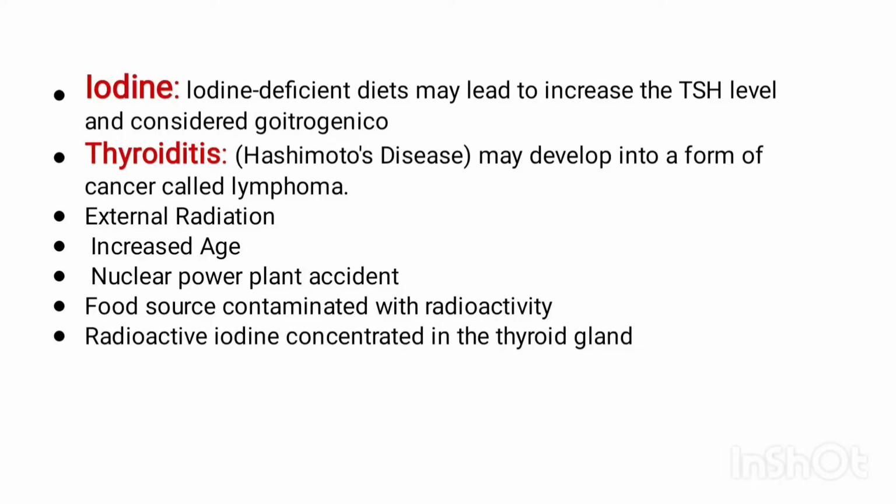External radiation are also a main source of thyroiditis. Increased age is a causing factor as well. Nuclear power plant accidents. If a person works in a nuclear power plant and there is explosion of radiation or he is exposed to radiation in that power plant, he can develop thyroid cancer. Food source contaminated with radioactivity. These radiations damage the thyroid cells or tissues and ultimately a mutation develops and thyroid cancer develops.